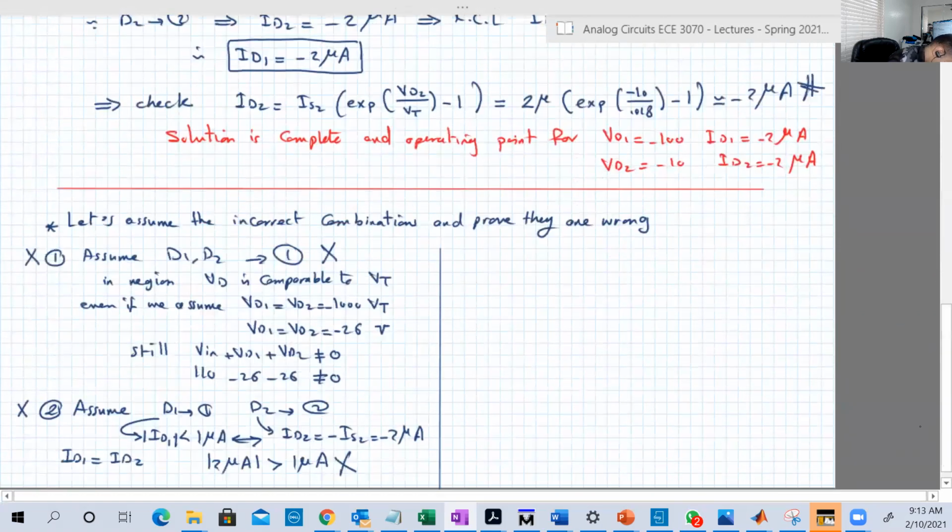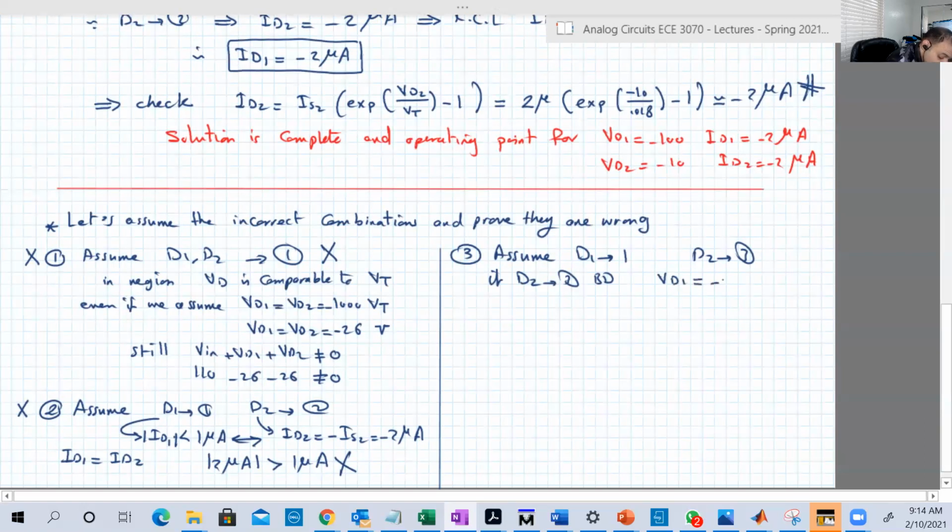Now 1 and 3. Assume D1 in 1, D2 in 3. That's a very easy one, okay? If D2 is in 3, which is breakdown, that means VD2 equal to minus 100. Sorry, VD2, which is breakdown, right?